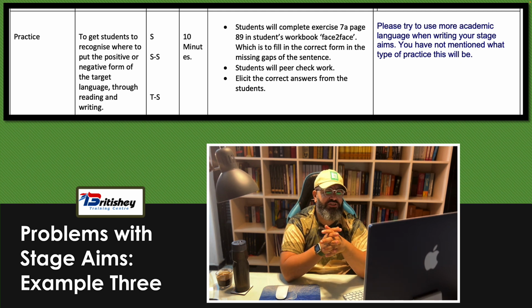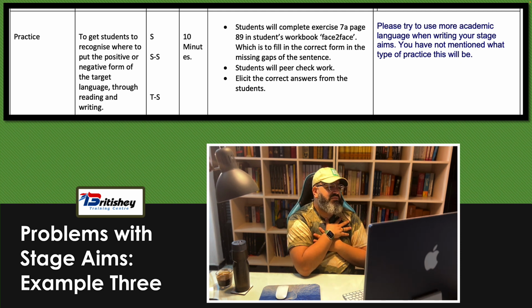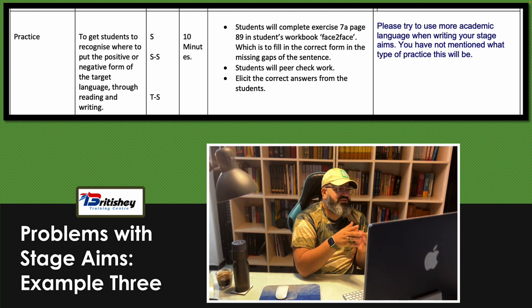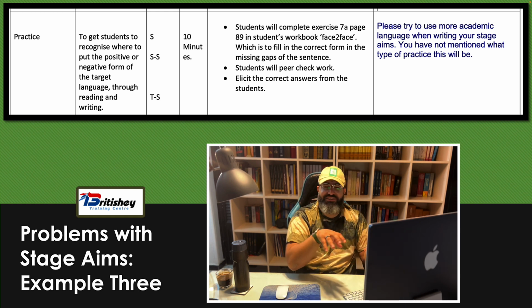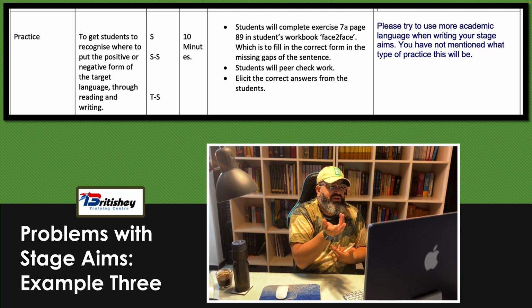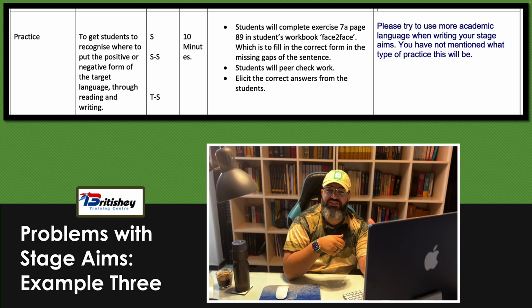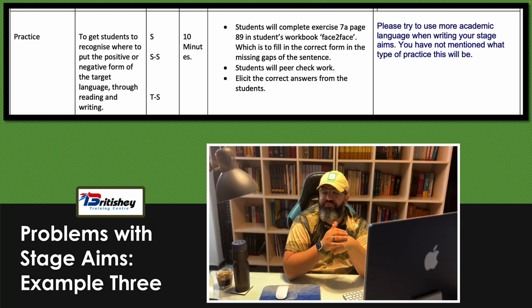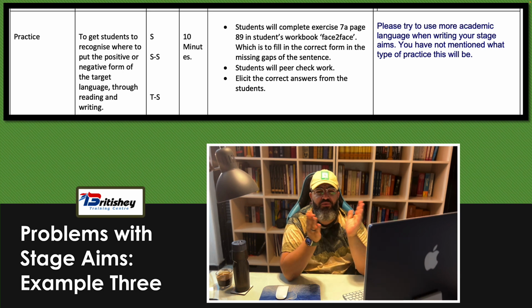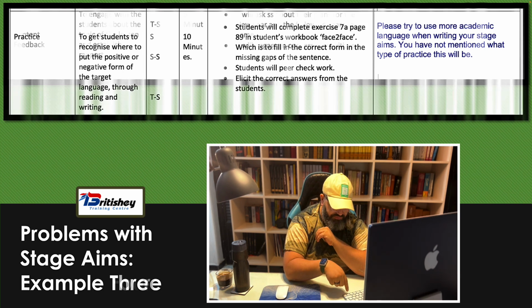You have not mentioned what type of practice this will be. To get students to recognize where to put, what do you mean where to put the positive or negative form of the target language? This is not academic language. That's why it's not clear. Through reading and writing, what do you mean exactly? Writing is freer practice. Reading is, I don't know. So of course, not a good example here.